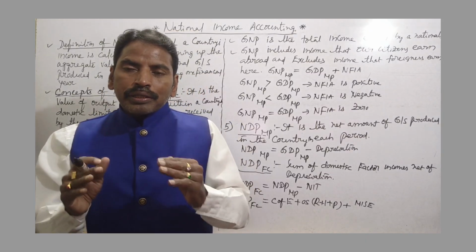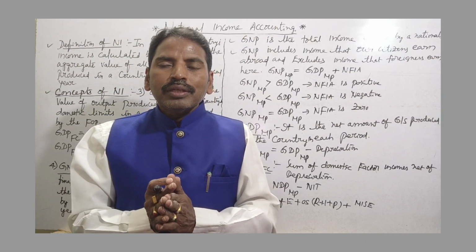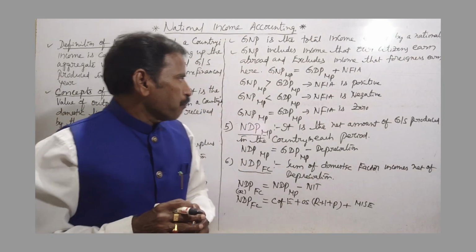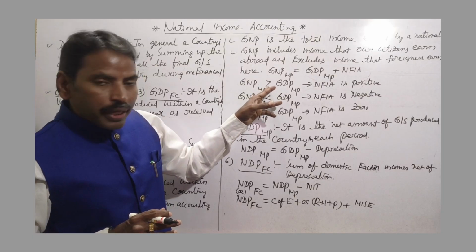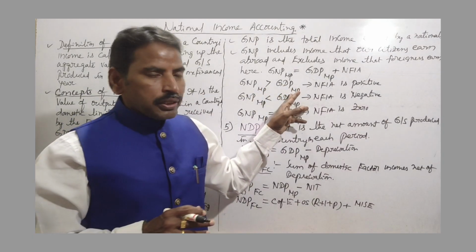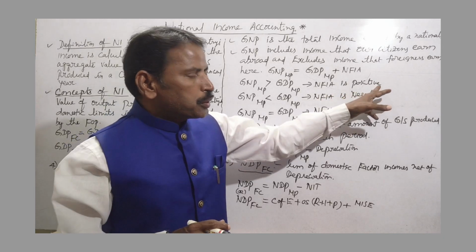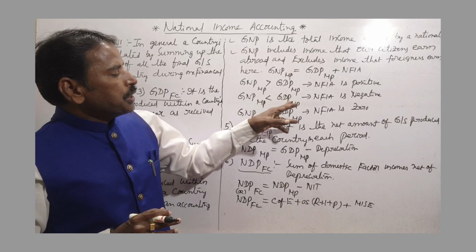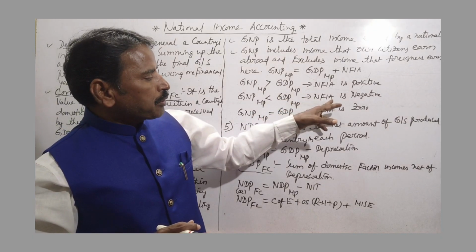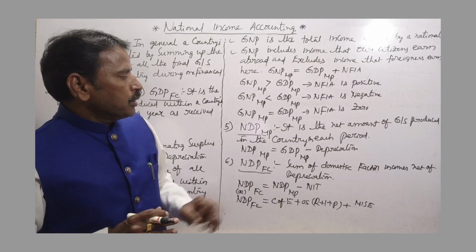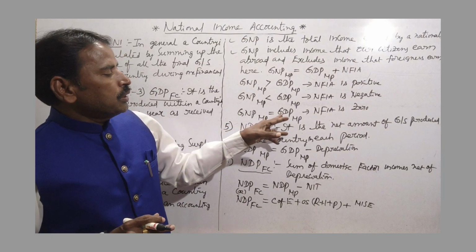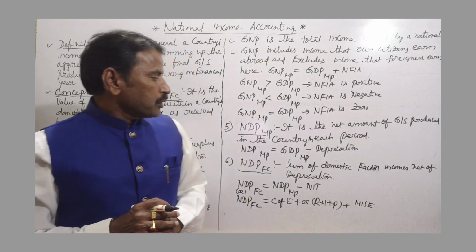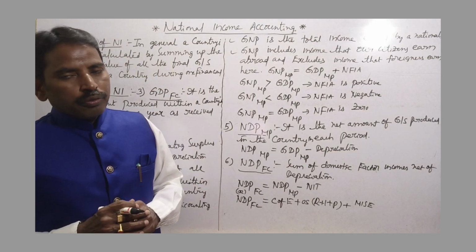Net factor income from abroad is the difference between national and domestic. If GNP market price is greater than GDP market price, net factor income from abroad is positive. If GNP market price is less than GDP market price, net factor income from abroad is negative. If GNP market price is equal to GDP market price, net factor income from abroad is 0. So this is the fourth one.